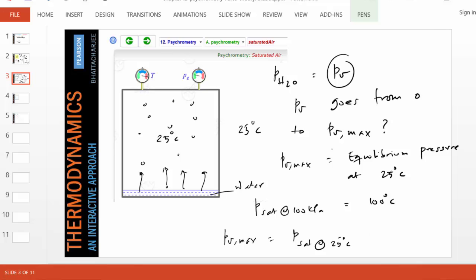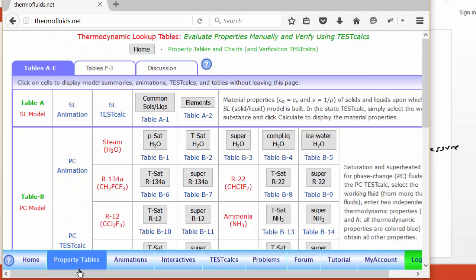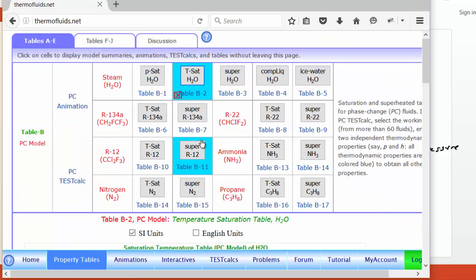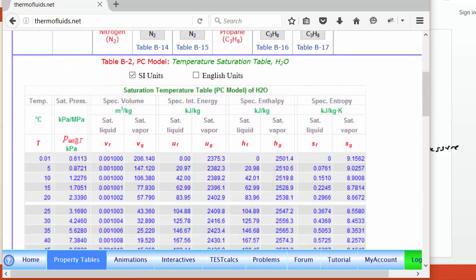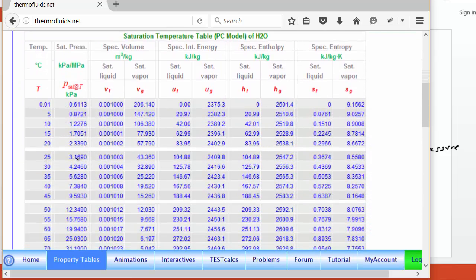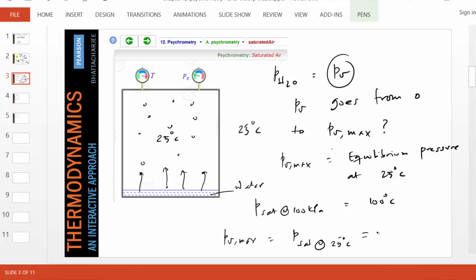And how do you find that? Well, you can go to the saturation table for water. We know the temperature, so we go to the temperature saturation table, and if we go to 25 degrees Celsius, we can pick up the pressure. As you can see, 3.169. Let's call it 3.2 kPa. So the pressure is 3.2 kPa. So this difficult question we just answered is that if the vapor is at 25 degrees Celsius, the pressure will keep going up until it reaches 3.2 kPa.